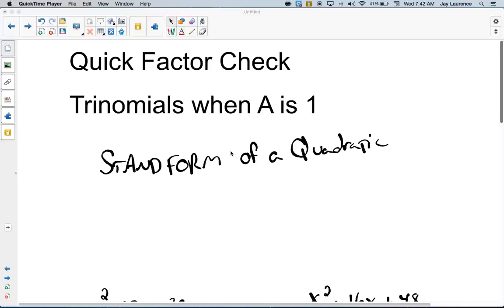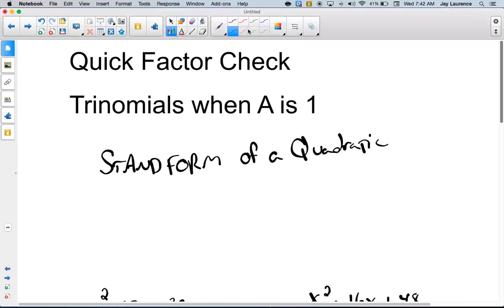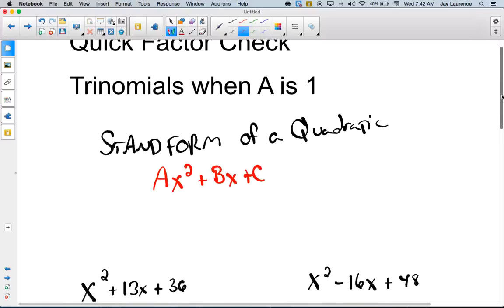We're doing quadratic trinomials when a is 1. Before we actually get into it, I want to review that the standard form of a quadratic looks like ax squared plus bx plus c. Later on, we'll set that to 0 when we start to solve these, but for right now, we can go with ax squared plus bx plus c. That's important to know. I'm going to reference that later in the video.